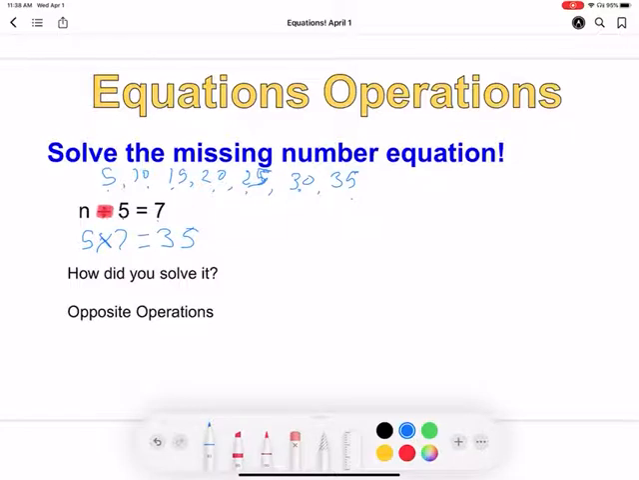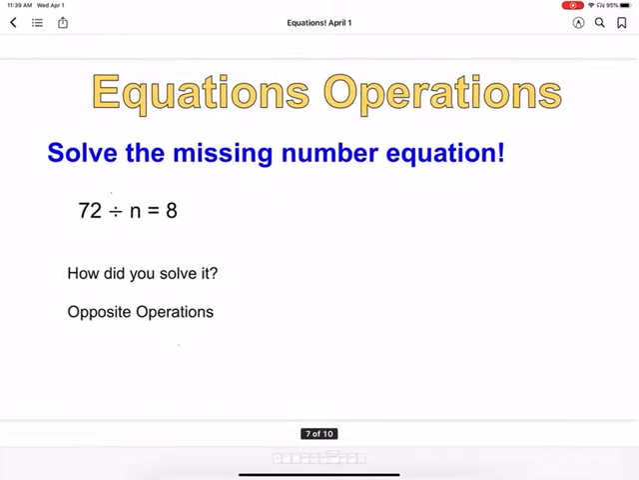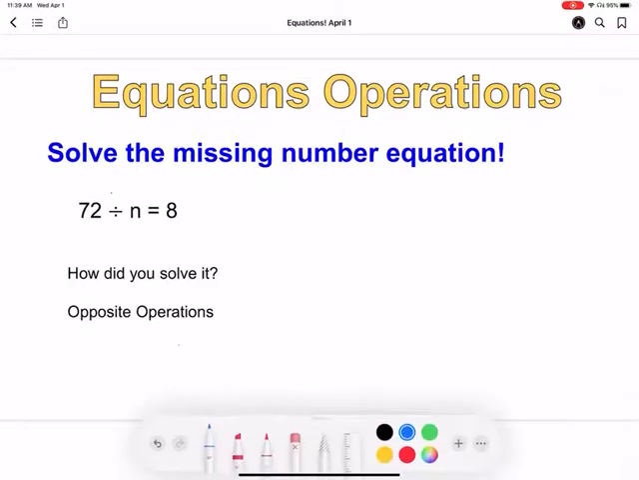So, did you solve it? It's 5 times 7 equals 35. Or, in other words, 35 divided by 5 definitely equals 7. Alright. Let's move on to the next one. Now we have another missing number problem. A little bit different. If I took this one and turned it into an opposite operation, I would have multiplication.